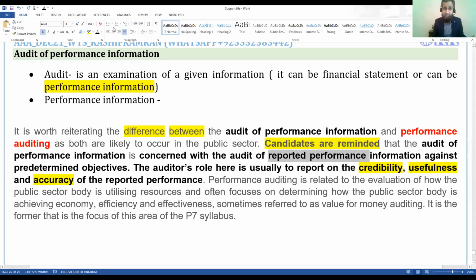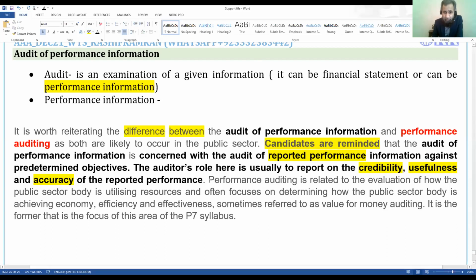Which performance? Other than the financial statement. So reported performance can be anything, right, other than the financial statements, against the predetermined objective. I'll just give you examples of that. Exactly. KPIs, right? Key performance information.